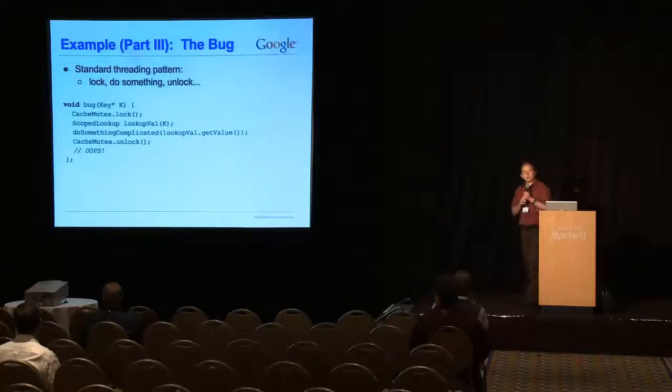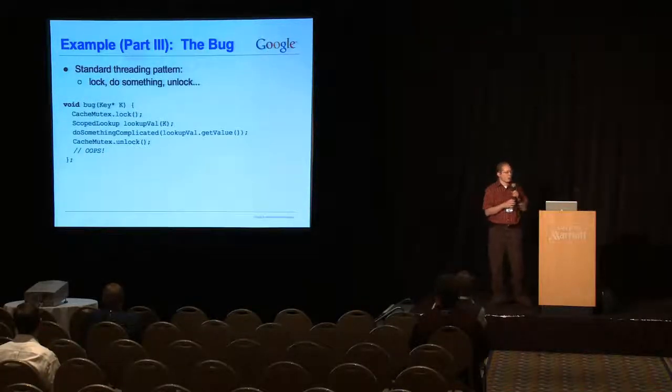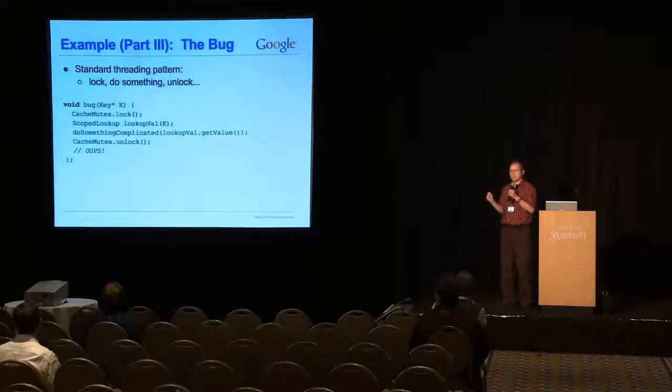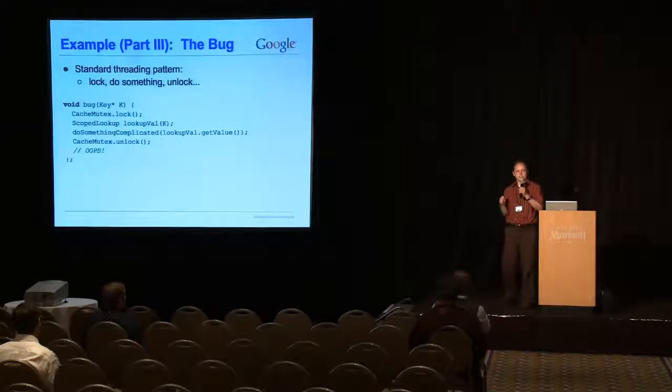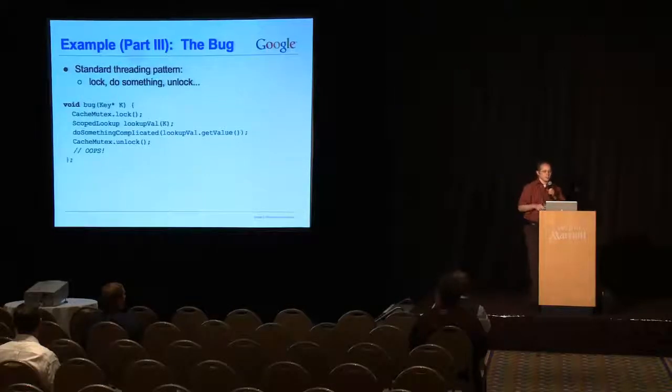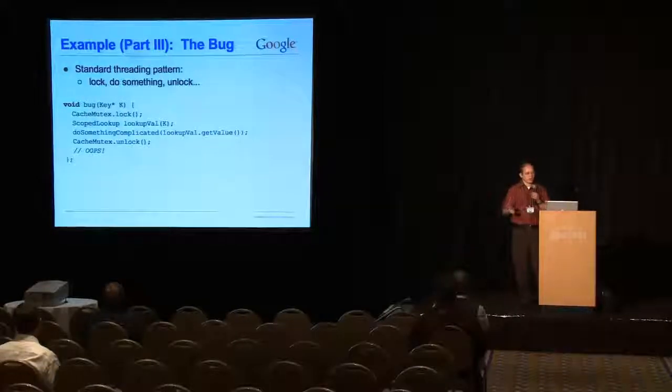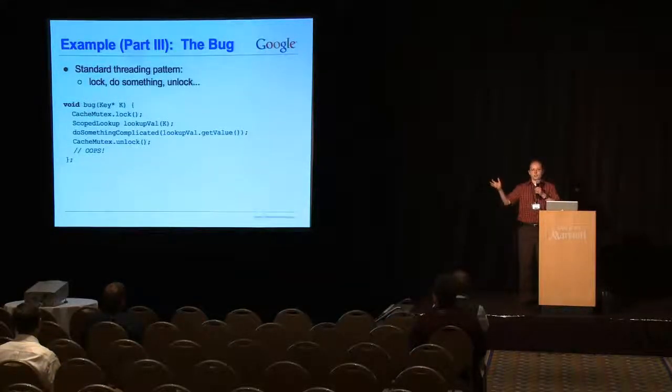And here's the bug. Now, show of hands here, how many people look at this code and immediately see the bug? 1, 2, 3. Okay, so this is good. This was not immediately visible to code review because it follows the standard threading pattern. We lock it at the beginning, we do some stuff, we unlock it at the end, fine, right?